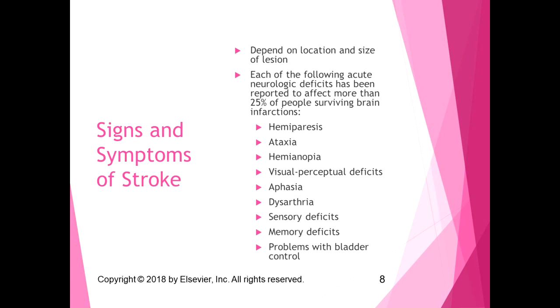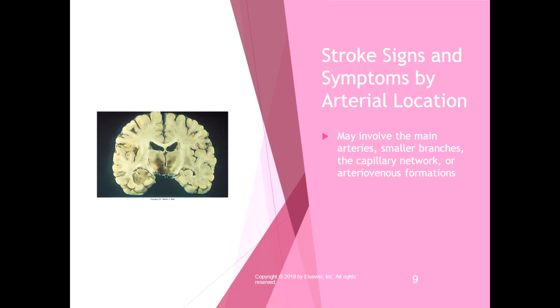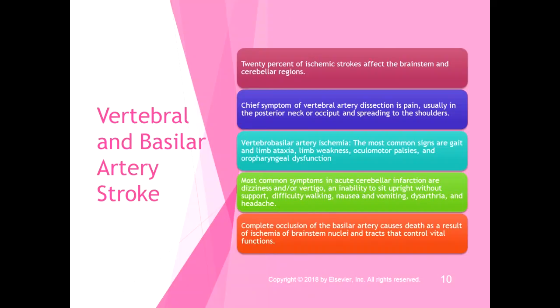Sensory deficits, memory deficits, or problems with bladder control. So any of those can be signs and symptoms of stroke, but then there are some specific signs that are associated with individual locations. So many of the stroke signs by arterial location may involve the main artery, smaller branches, and capillary network, or the arteriovenous formations. So once the main artery is blocked, everything downstream can have problems.